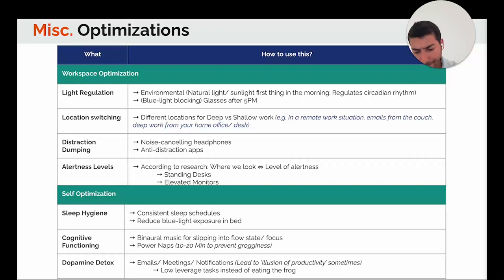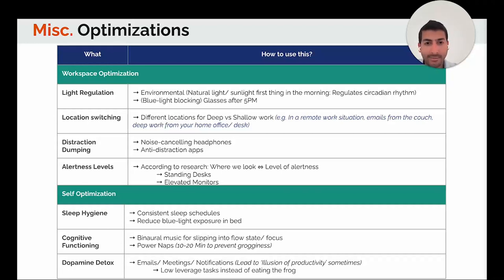One that I use every day is to listen to binaural music or waves, and it just helps me slip into a state of flow quicker. The other thing that I've started doing since remote work became a thing is taking power naps, if my schedule allows for it.